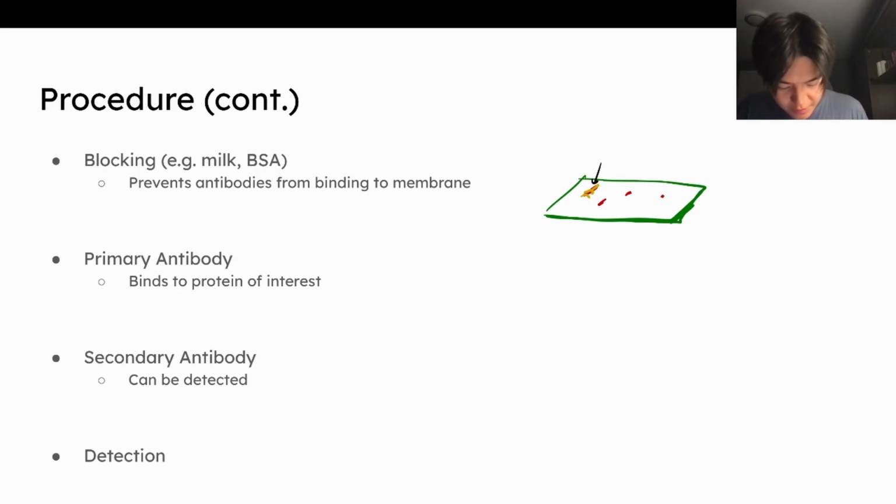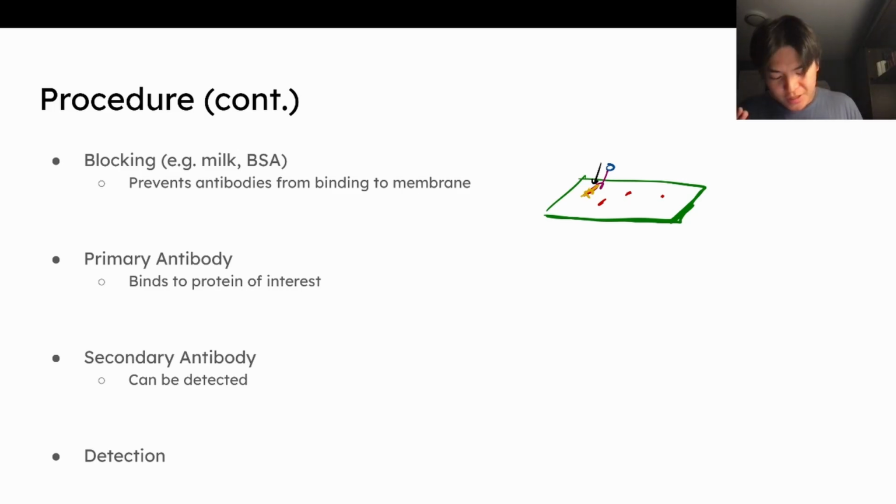Let's say there'll be a bunch of antibodies, right? And then we will wash it. We'll wash this, and so all that's left are the antibodies on this protein, and that's our primary antibody. Then we have a secondary antibody, and what the secondary antibody does, let's do it in purple, is bind to the primary antibody, and it usually has some sort of dye that can be detected. All right, and then we wash it again, right?